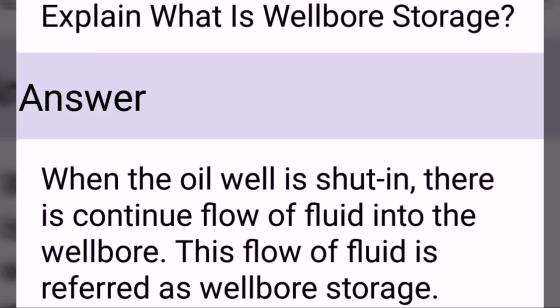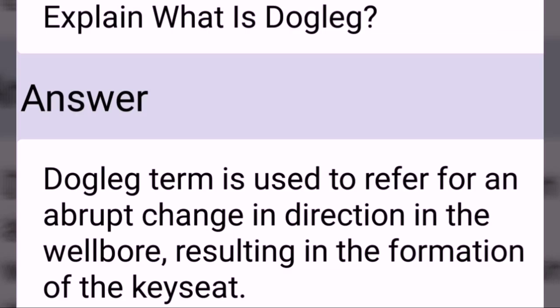Explain what is wellbore storage. When the oil well is shut in, there is continuous flow of fluid into the wellbore. This flow of fluid is referred to as wellbore storage. Explain what is dogleg. Dogleg is a term used to refer to an abrupt change in direction in the wellbore, resulting in the formation of a key seat.